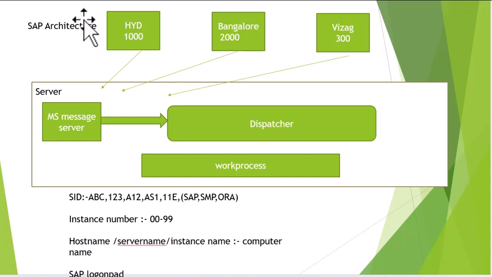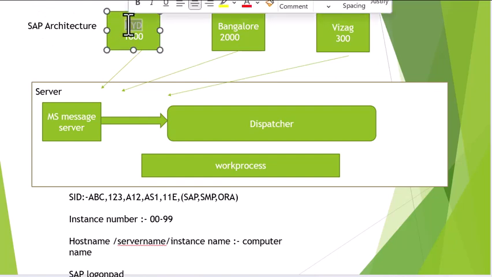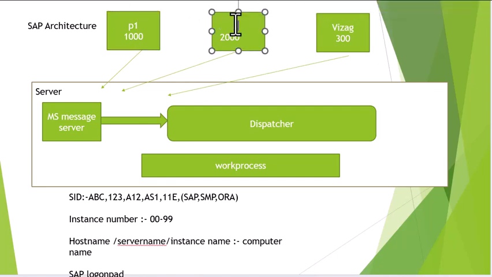First, SAP architecture. You have plant 1, plant 2, and plant 3. In plant 1 I have 100 users, in plant 2 I have 2000 users, and in plant 3 I have 300 users. Now you have one server where you have installed a SAP system. This server contains the message server, dispatcher, and work processes.